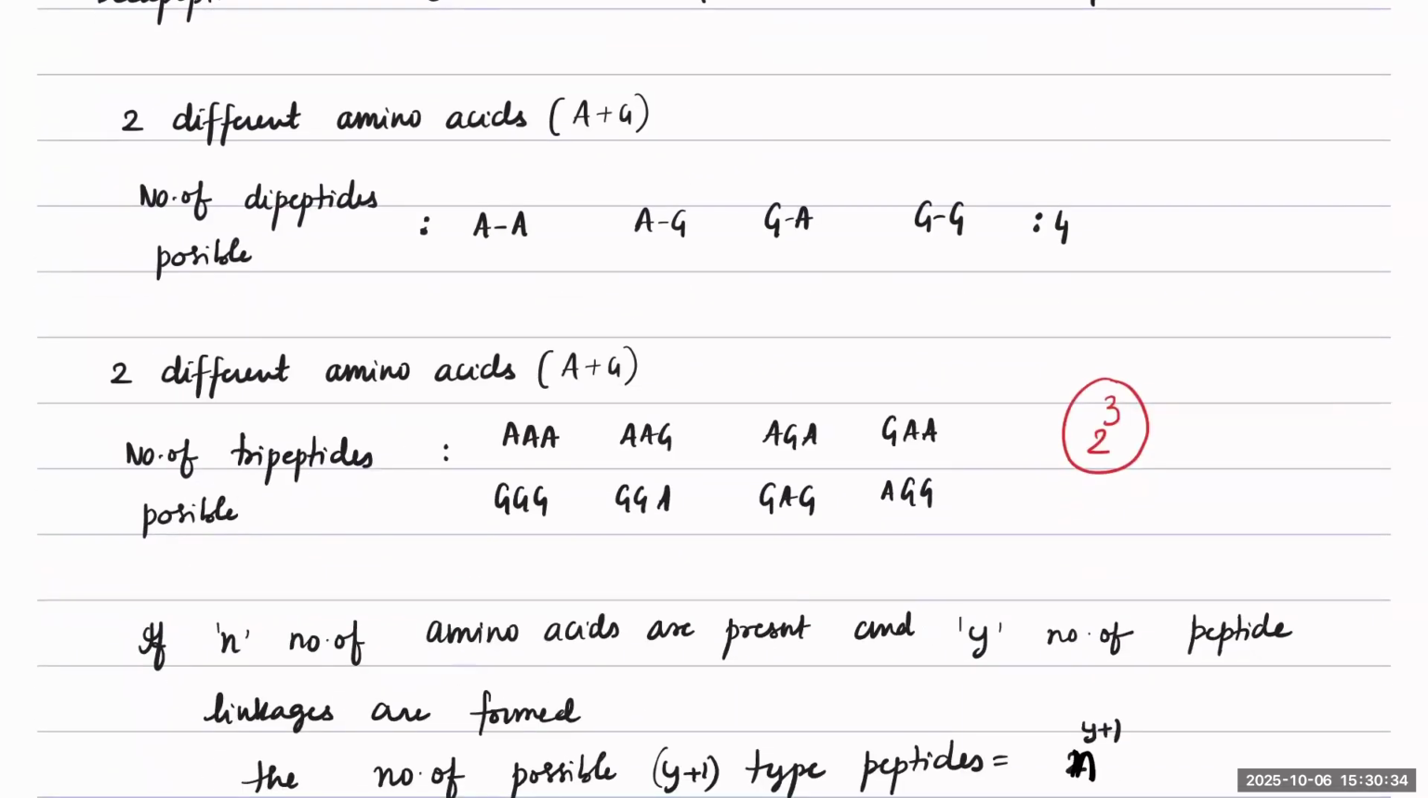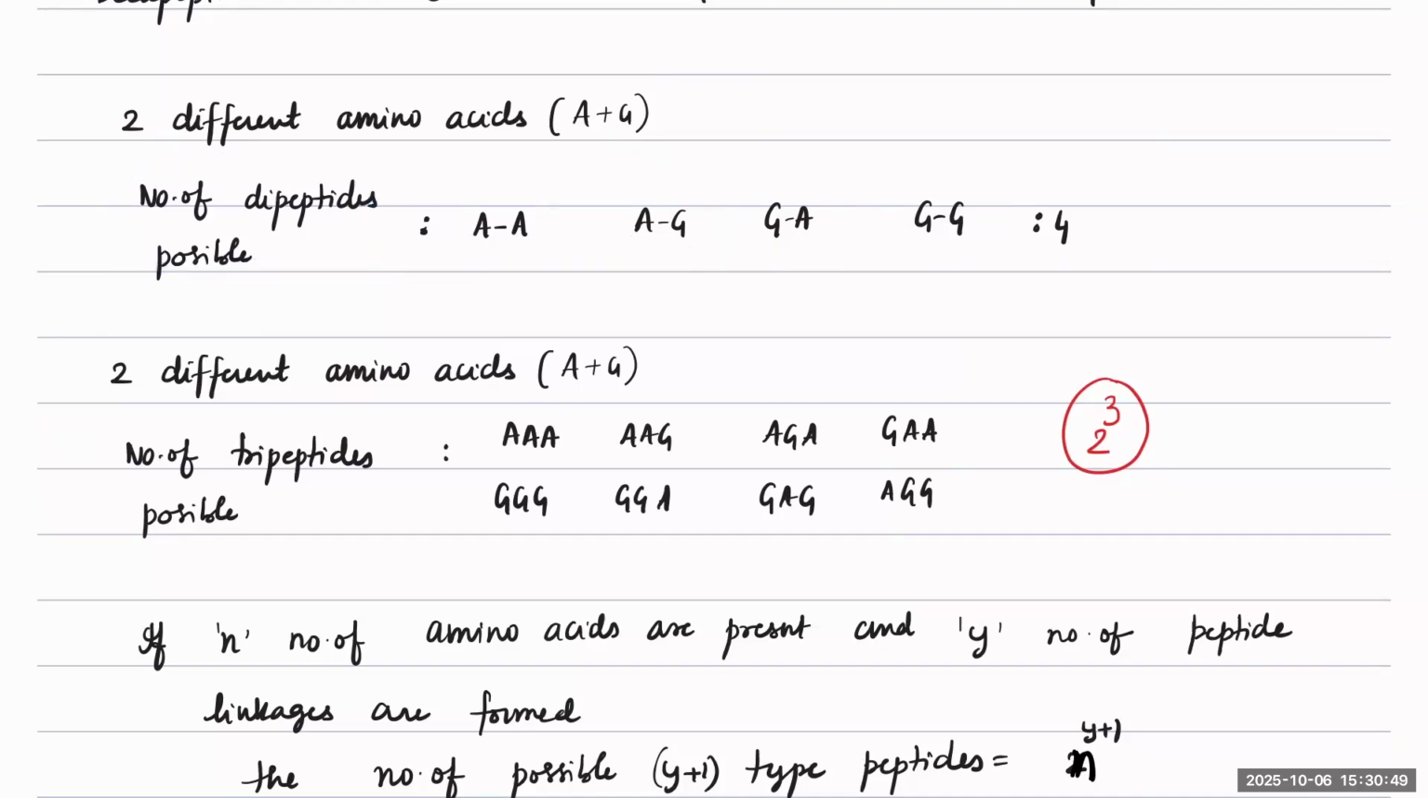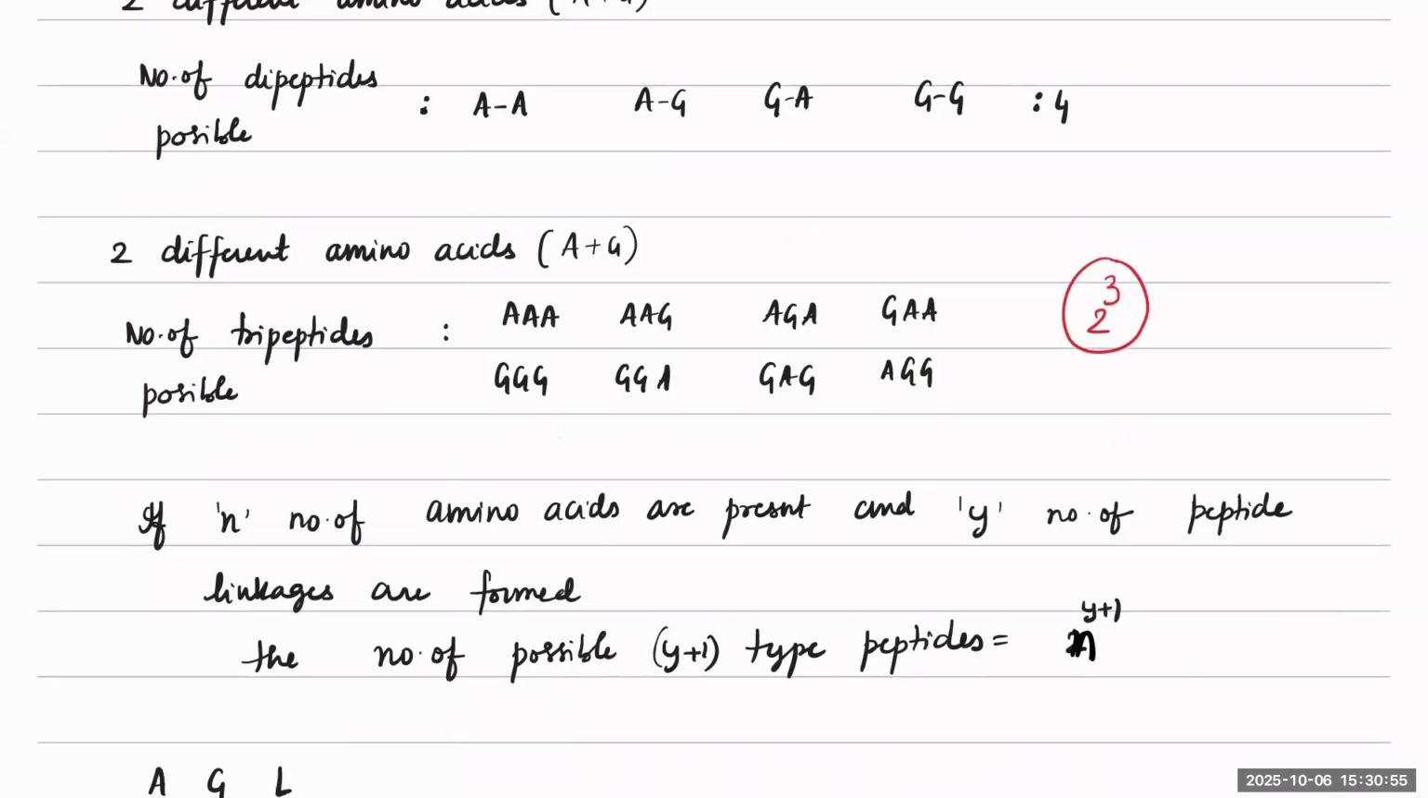Now, if you have two different amino acids like A and G, the number of dipeptides possible will be AA, AG, GA and GG. So how many possible dipeptides? 4. Similarly, if I want to make tripeptides using only two of them, then you can notice AAA, AAG, AGA, GGA, and so on, and these are all the peptides which you will get. Have you noticed the pattern here? So we can see 2 raised to the power of 3. Those are the number of tripeptides we have.